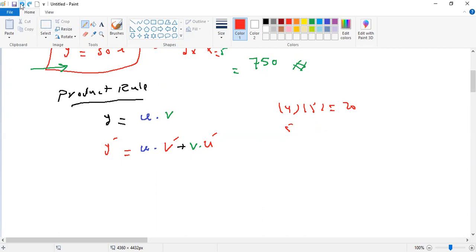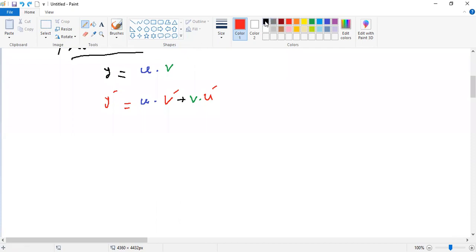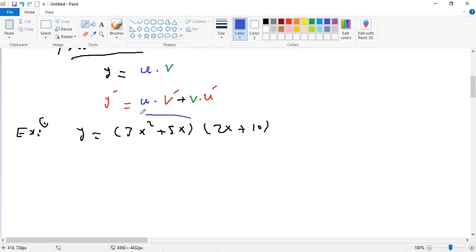Now let me give an example of how to find the derivative of a product. Example number 1. Let y equal 3x squared plus 5x multiplied by 2x plus 10. This first one is the u, and the second one, the green one, is the v.